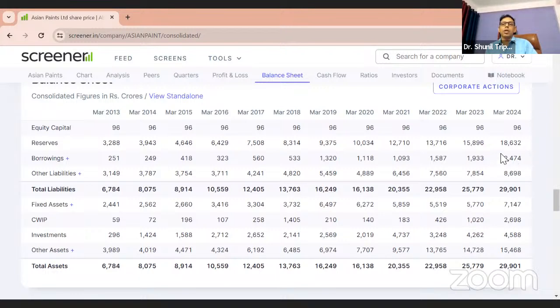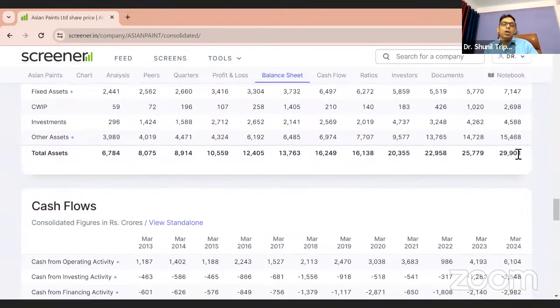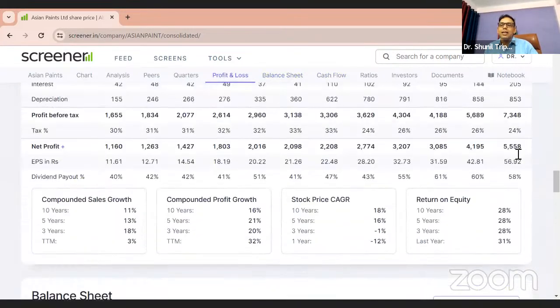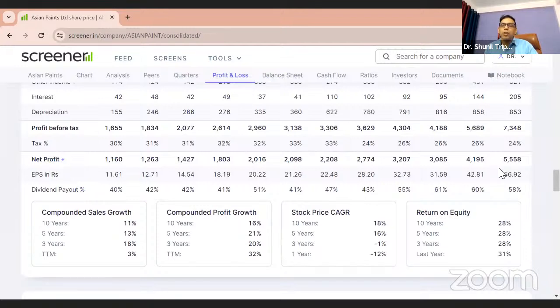And they have borrowed 2,474. That means if you do the total, it will come to approx 21,000 crores. On this 21,000 crores, this year they have earned a profit of approx 5,500 crores. The net profit of the year is approx 5,500. I'm taking the approx figure. I'm not doing any adjustment.